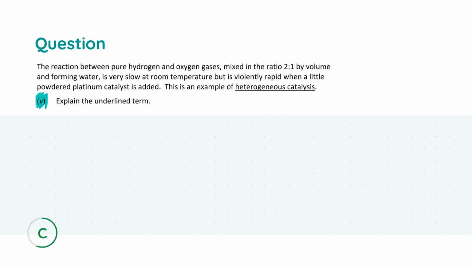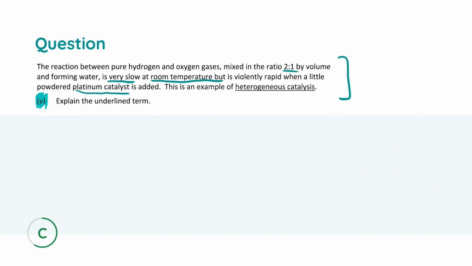And we're given this big paragraph of information at the top, so let's go and have a read through it first. And what we're told is that the reaction between pure hydrogen and oxygen gas, mixed in the ratio of 2:1 by volume and forming water, is actually very slow at room temperature. So that's the first thing to note. But we're told then that it's actually very rapid, should I say, when a little powdered platinum catalyst is added.